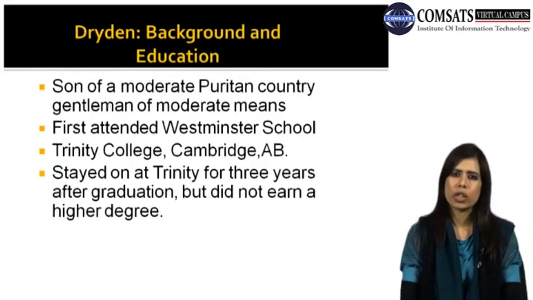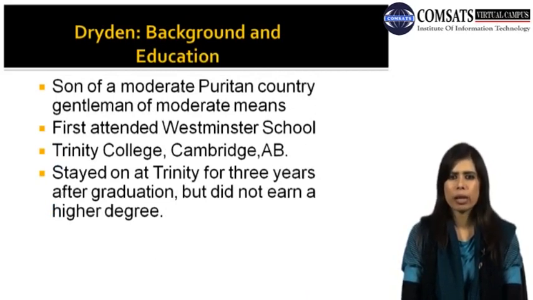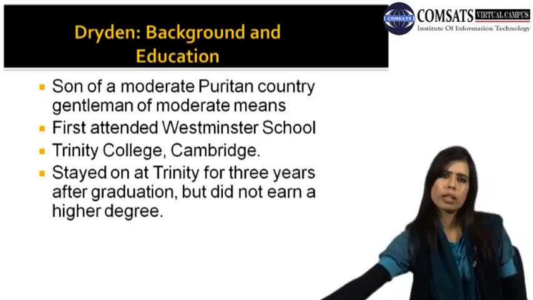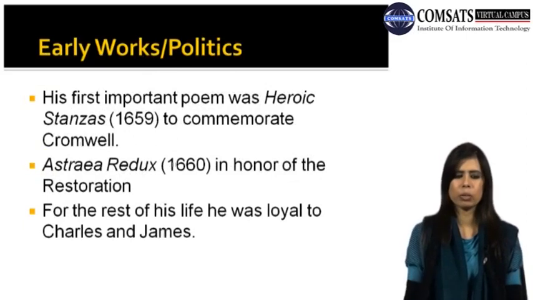Here, my dear students, we are talking about Dryden, because he was the most dominating figure of the restoration period. So it is very important to tell you something about Dryden, his background and education. Basically, Dryden was the son of a moderate Puritan country gentleman of moderate means. For the first time he attended the Westminster School, and then Trinity College, Cambridge, and he stayed at this college for 3 years after graduation, but did not earn a higher degree. So basically, he earned his experience from there. That is about his education and background.